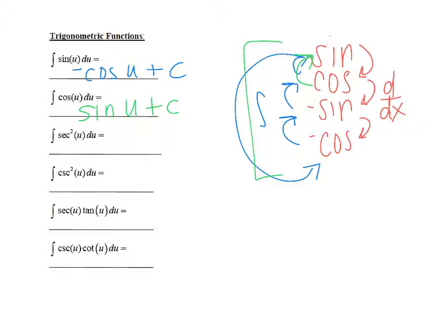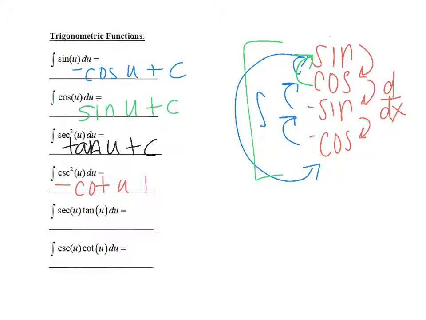So the integral of secant squared u, if you know your trig derivatives really well, will be a breeze because the derivative of tan is secant squared. So the integral of secant squared u is just tan of u plus c. The integral of cosecant squared u, well again, remember that the derivative of cotan is negative cosecant squared. So if I take the integral of positive cosecant squared u, then I'm going to get negative cotan of u plus c.